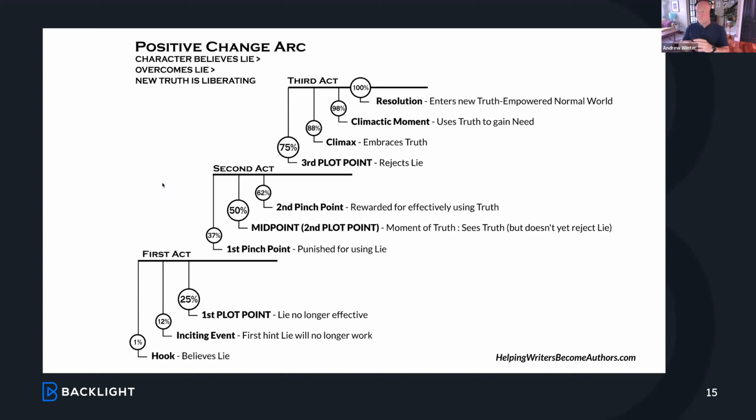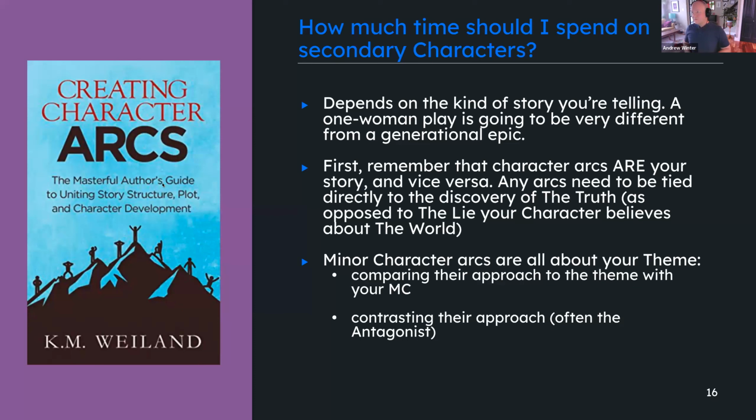So at the beginning, pretty much every story arc starts with a character believing a lie, either about themselves or about the world. And their arc throughout the various acts will be the discovery of what the actual truth is, what they actually need, and then how to reject the lie and embrace the truth about the world, and then get some real resolution. That's how you kind of tie your character to the plot arc. The truth is liberating. So that's detailed really well in another book I'm gonna mention in a little bit right now.